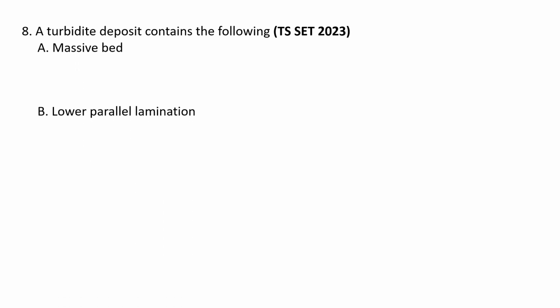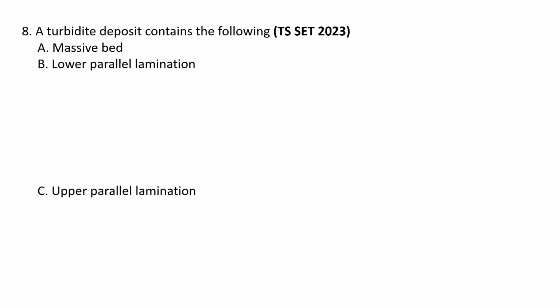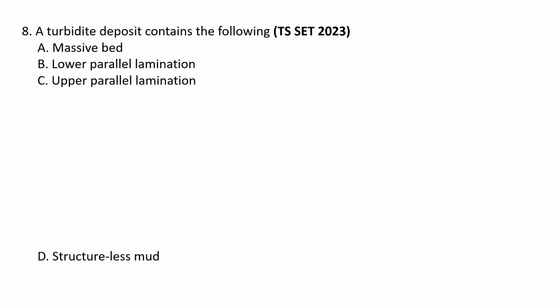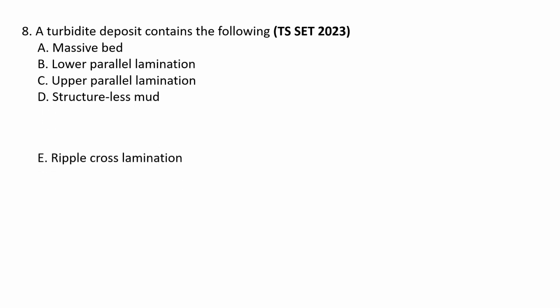Next question. A turbidite deposit contains the following: A. Massive bed. B. Lower parallel lamination. C. Upper parallel lamination. D. Structureless mud. E. Ripple cross lamination. So which of the following represents the correct bottom to up sequence?